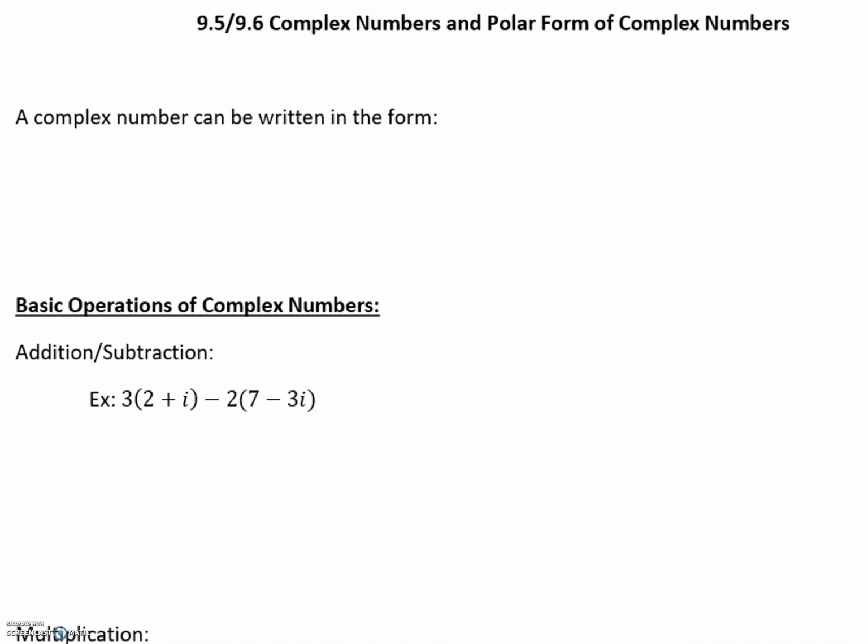Alright, today guys we're going to talk about section 9.5 and 9.6, which is complex numbers and polar form of complex numbers. So let's just start with a review of complex numbers. So remember, a complex number can be written in the form of a plus bi, where the a is going to represent the real part, and then the bi is going to be your imaginary part.